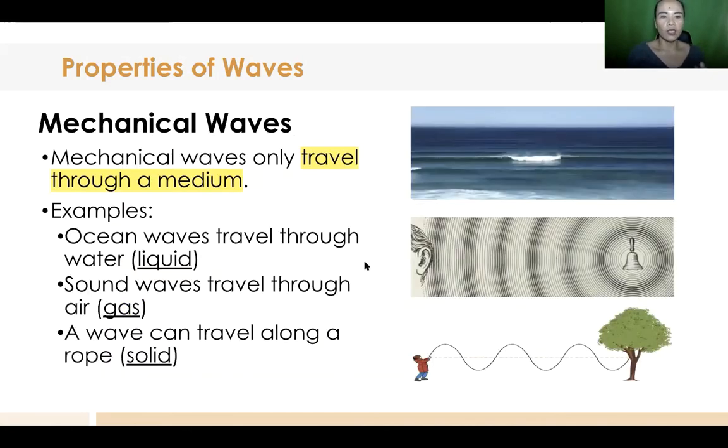Now, there are two types of waves, but before we go to that, the mechanical waves, which has two types, can only travel through a medium.